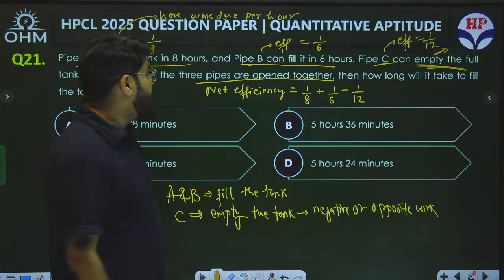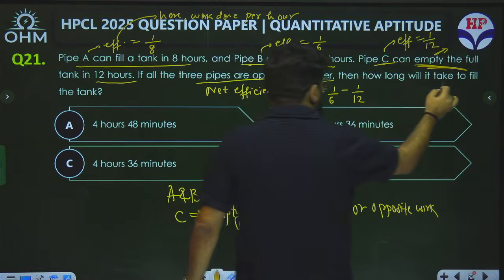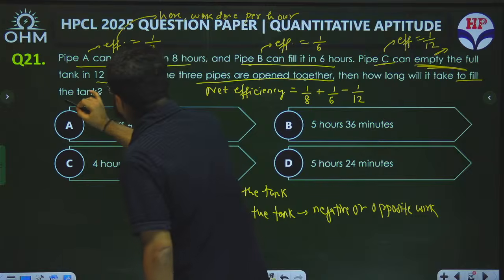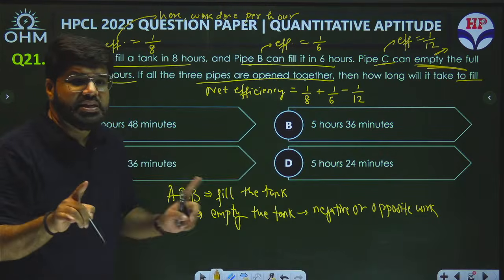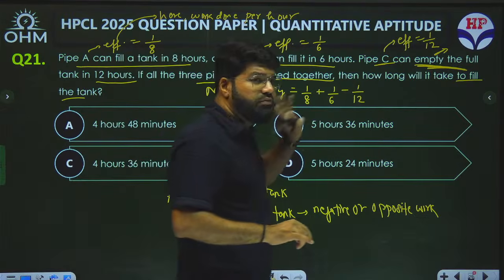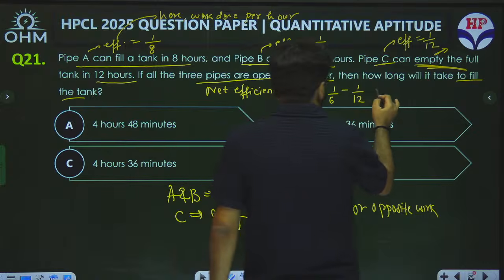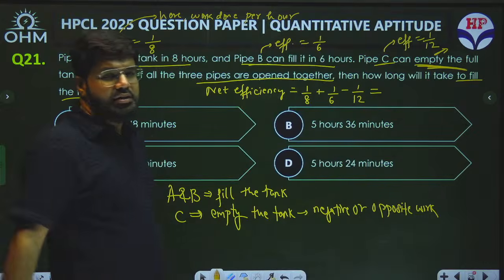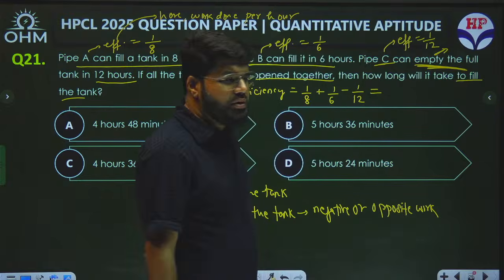A and B are filling. The question is how long will it take to fill, so we are talking about filling. A and B are filling the tank 1 by 8 and 1 by 6 in every hour, but at the same time, C is emptying the tank 1 by 12 in every 1 hour. So this is the net work done in 1 hour. That is what I call net efficiency. So efficiency is a very simple way to handle this case.